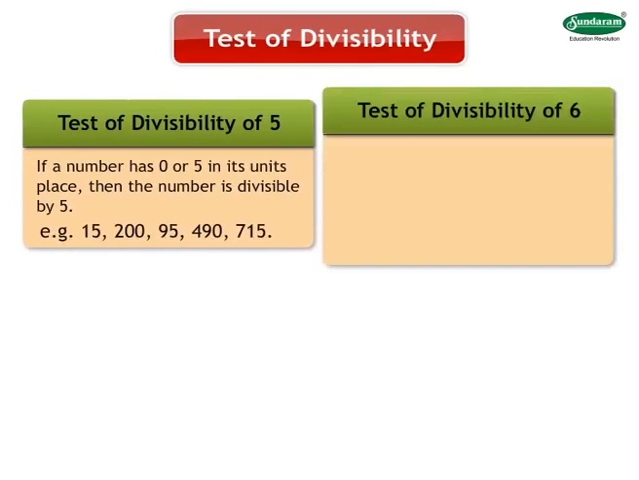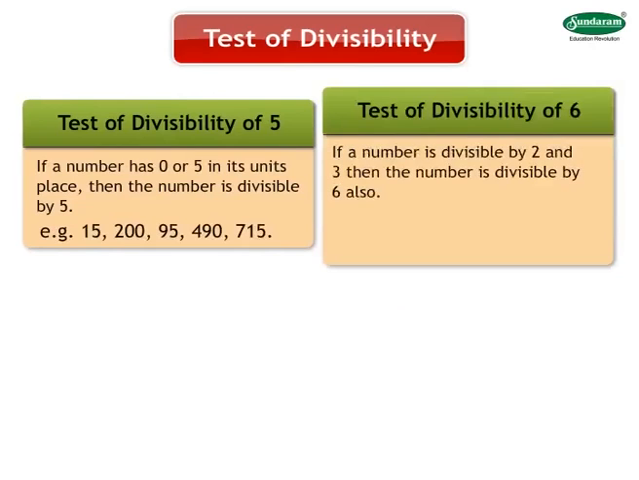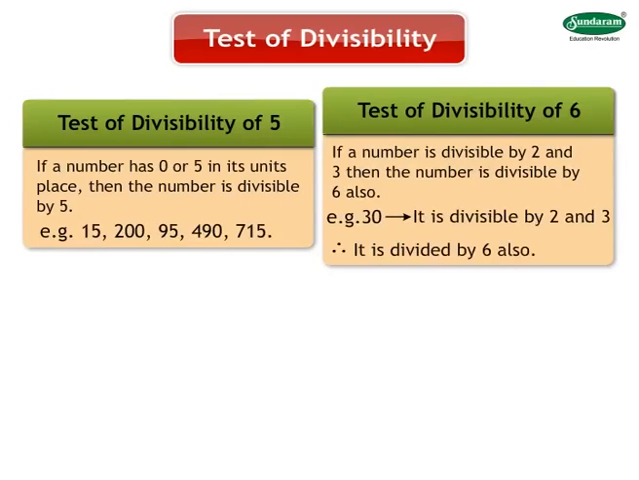Test of divisibility of 6. If a number is divisible by 2 and 3, then the number is divisible by 6 also. Example: 30. It is divisible by 2 and 3. Therefore, it is divisible by 6 also.